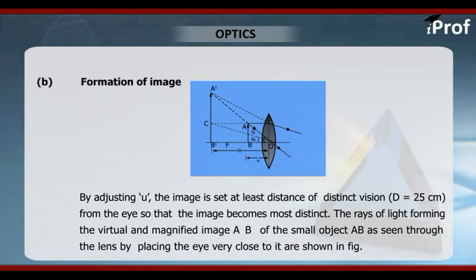By adjusting u, the image is set at the least distance of distinct vision, that is capital D, and its value is 25 centimeter from the eye, so that the image becomes most distinct. The rays of light forming the virtual and magnified image A'B' of the small object AB, as seen through the lens by placing the eye very close to it, is shown in the figure.